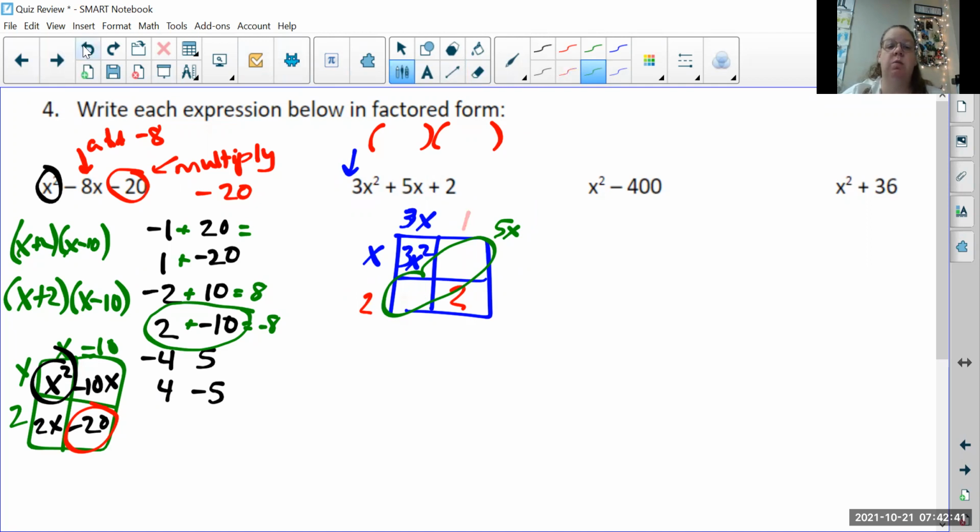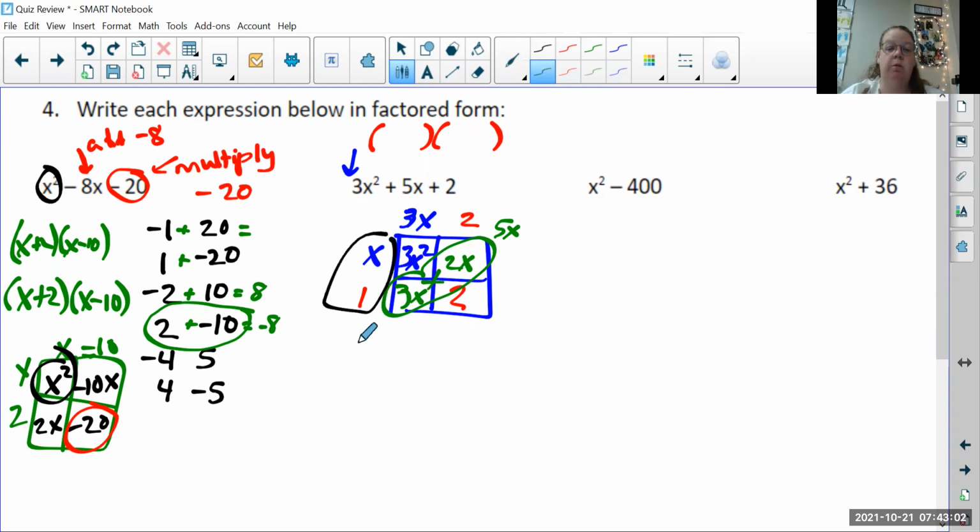So I can switch where I put the 1 and the 2. I'm going to put the 1 here now, and I'm going to put the 2 here now. So now when I fill it in, I get 3x times 1, which is 3x. And then 2 times x, which will give me 2x. And those two do add to 5x. So these are my answers.